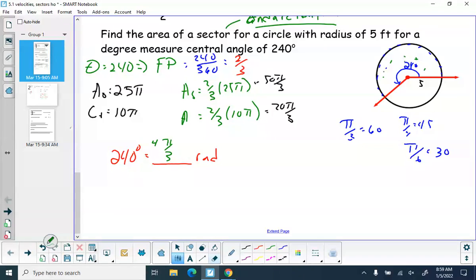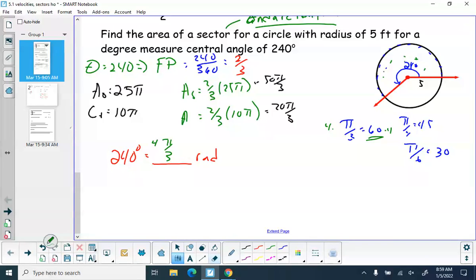Okay, if I take a look at this, I have 60 degrees. What do I multiply 60 by to get 240? I multiply 60 times 4. 60 times 4 is 240. 6 times 4 is 24. Add your 0. Okay, so whatever I multiply by here, I multiply this by 4.